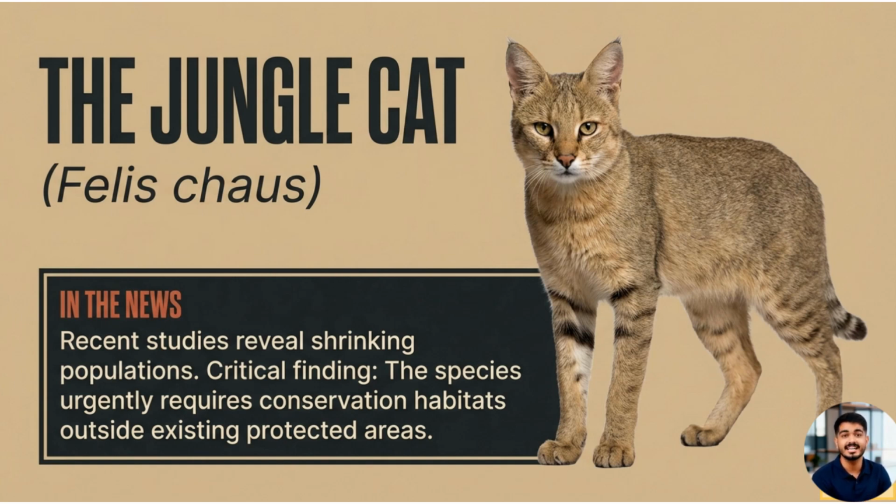Today, we are going to discuss an important species from the perspective of UPSC, which is the jungle cat. Now, this topic becomes very relevant because it has both static and current affairs linkage. Recently, studies have highlighted that the population of the jungle cat is shrinking, and more importantly, it requires habitats outside protected areas. This is a very important takeaway because UPSC often focuses on conservation beyond protected areas.